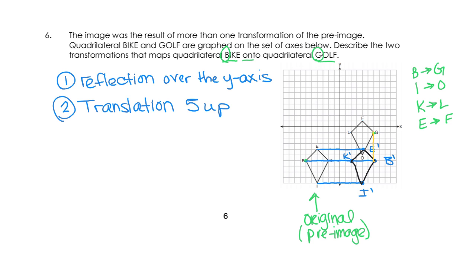Okay, real quick, guys, that translation would be written like this, a capital T, 5 up. So the first number talks about left and right, and since we didn't go any left and right, we would have put a 0 there. 5 up is a positive direction, and so we would put a 5. All right, just in case you're wondering how to notate that because of the no left or right movement. Okay, and those are the two transformations that would get those quadrilaterals onto each other.